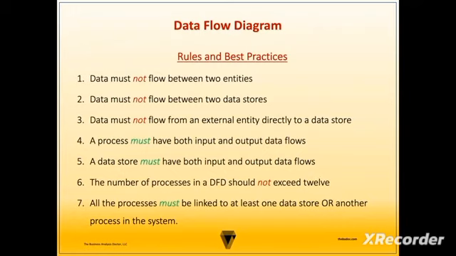The next rule is the number of processes in a DFD should not exceed 12. Some literature states 6 or 9 as the maximum, but the idea is to maintain simplicity and clarity. And last but not least, all the processes must be linked to at least one data store or another process in the system. Now let's take a look at some examples of data flow diagrams.